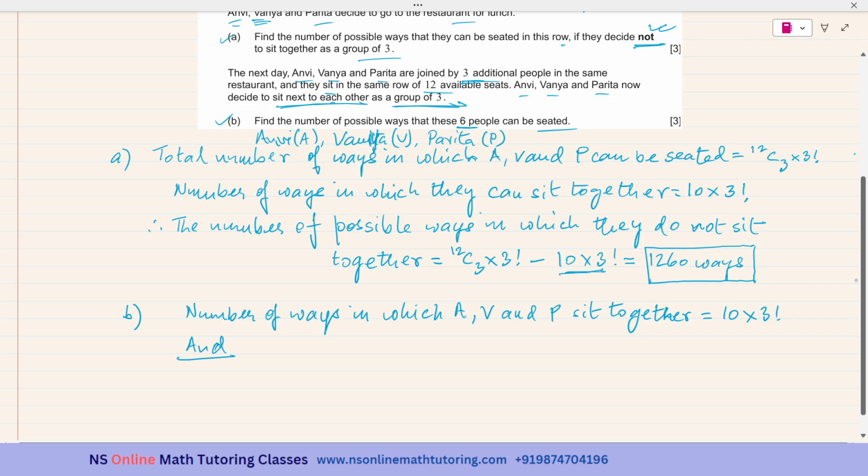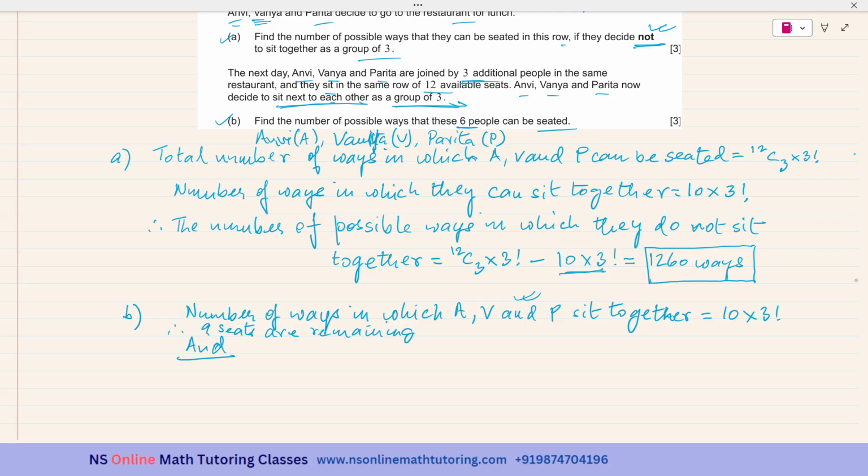So out of the 12 seats that were available, 3 have been already taken up by these 3 people, A, V, and P. So there are 9 seats remaining. Okay. Therefore, 9 seats are remaining. And from those 9 seats, we have to get 3 seats for the 3 additional people.